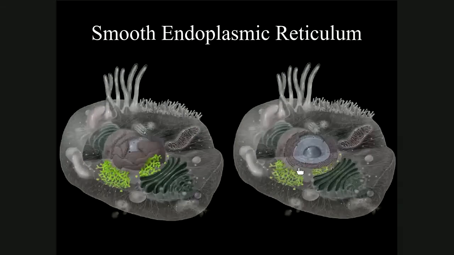Another function of the smooth endoplasmic reticulum is to synthesize steroid-based hormones, detoxify drugs, pesticides, and cancer-causing chemicals. It also can break down stored glycogen to form free glucose. And lastly, it can store calcium ions.